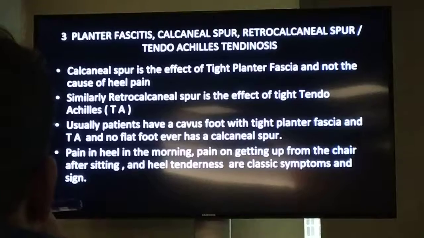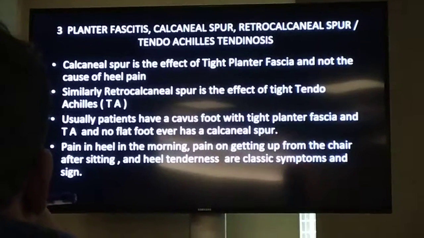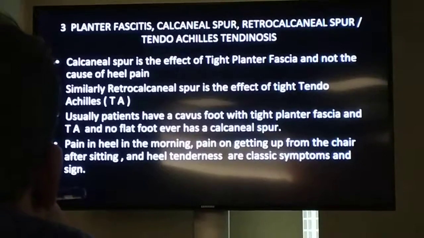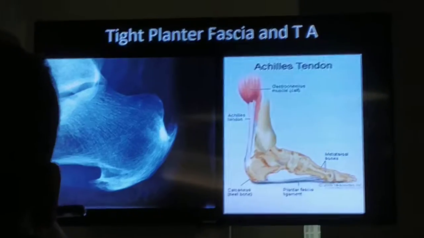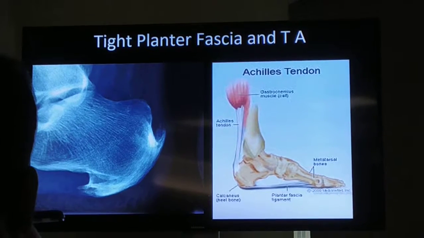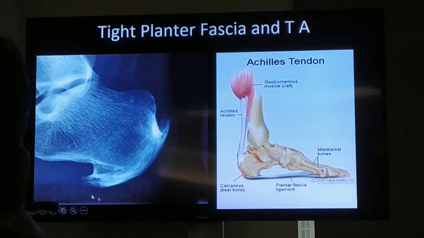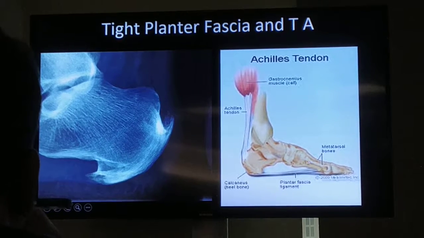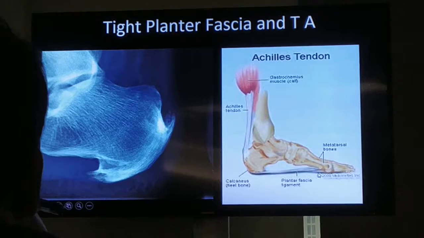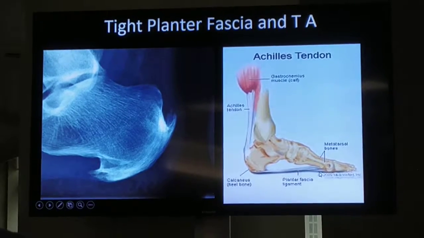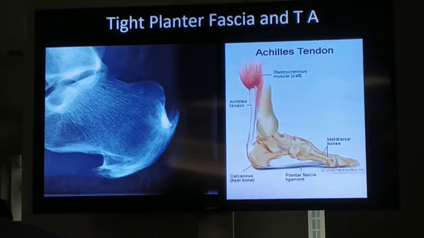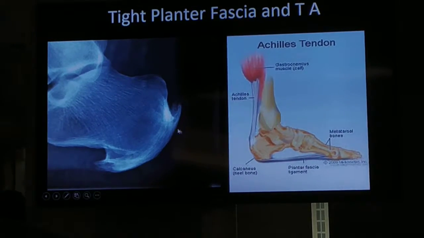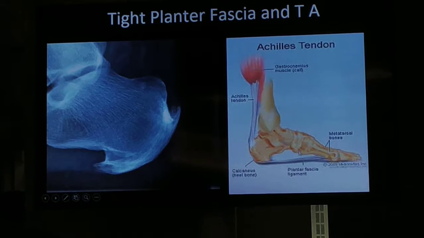Pain in the heel in the morning, of course. Pain on getting up from the chair after sitting for a long time. Heel tenderness are the classic symptoms of plantar fasciitis and calcaneal spur. So this is a calcaneal spur, and what is actually happening is that, you see, this calcaneal spur over here is stretched from the metatarsal head. It is not going to the toes, and its origin is where? The origin is at the calcaneum over here.